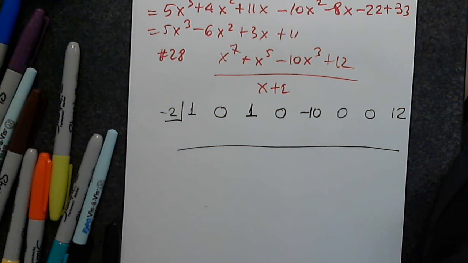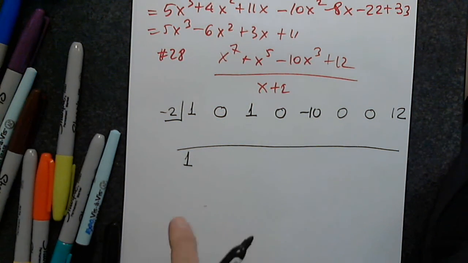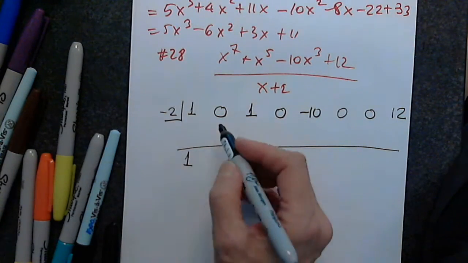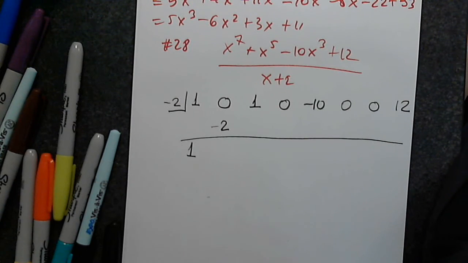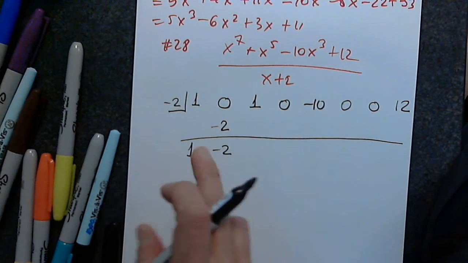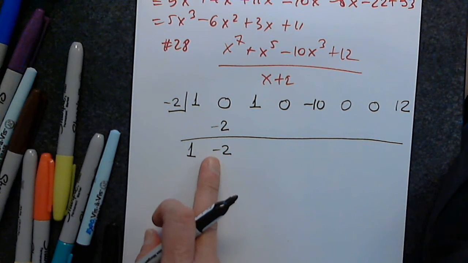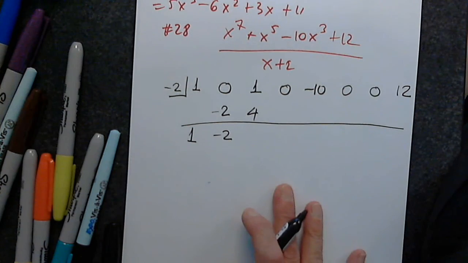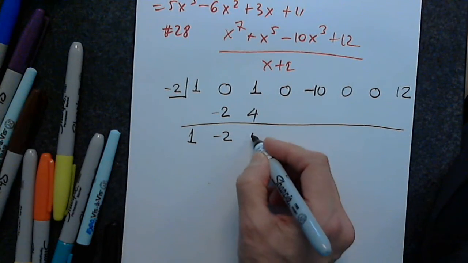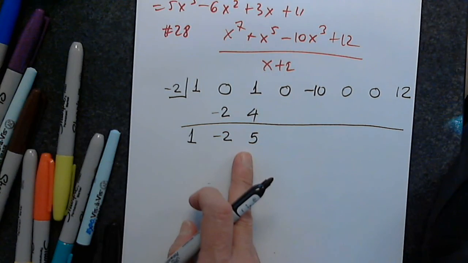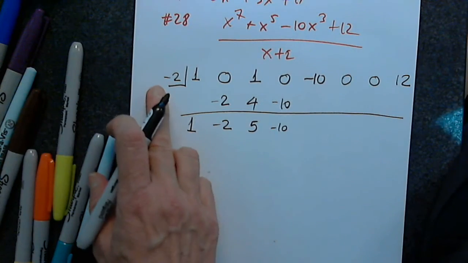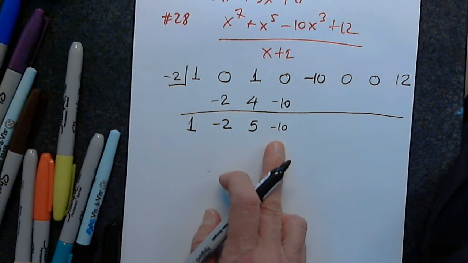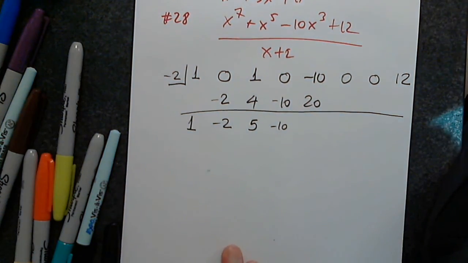What is the first step? We copy the leading coefficient without doing anything to it. Perfect. Now I multiply negative 2 by 1, and I write it under the next coefficient. How much is 0 minus 2? Perfect. Now I have negative 2 times negative 2. 1 plus 4 is? Negative 2 times 5. 0 minus 10. Negative 2 times negative 10. Negative 10 plus 20.